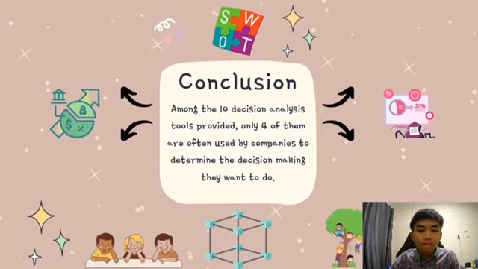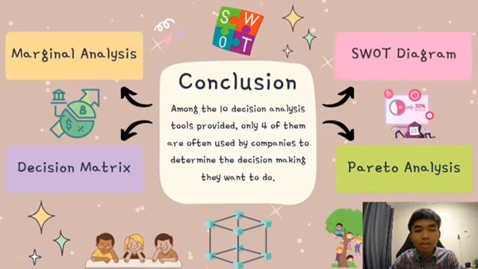And lastly, the conclusion of the decision analysis tools. Among the 10 decision analysis tools provided, only 4 of them are often used by the company to determine the decision making they want to do. First is the margin analysis, and then the SWOT diagram, the decision matrix, and the Pareto analysis.